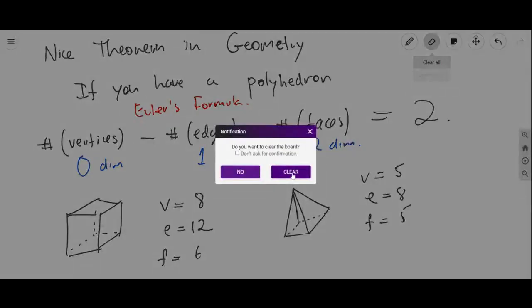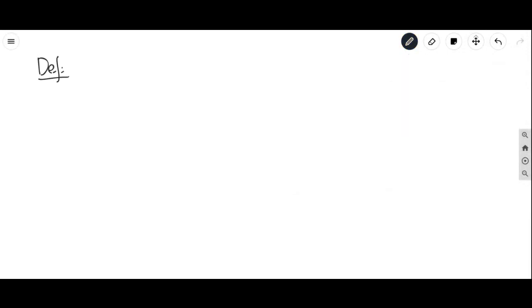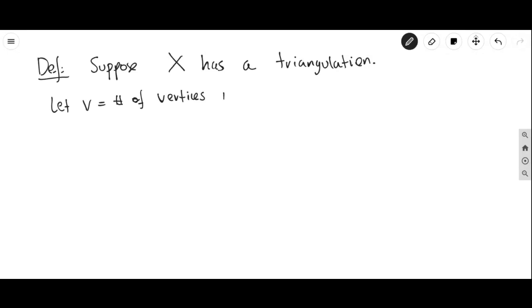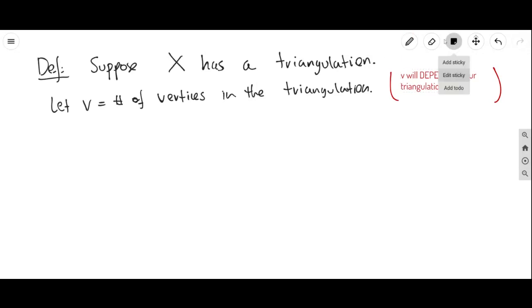And here's the theorem. First of all, I have to give you the definition. So suppose X has a triangulation. So we have a topological space, and your topological space has a triangulation. You let V be the number of vertices in the triangulation. V depends on the triangulation. You have to choose a triangulation first. After you choose a triangulation, the number of vertices in your triangulation, you call that V. And then you have E, which is the number of edges, and you have F, which is the number of faces.